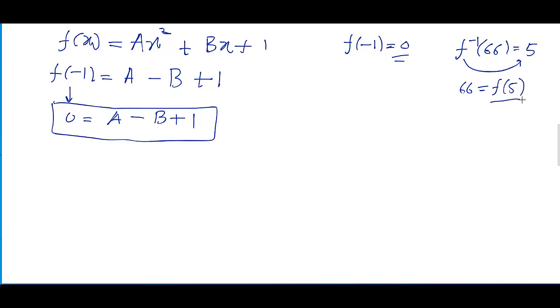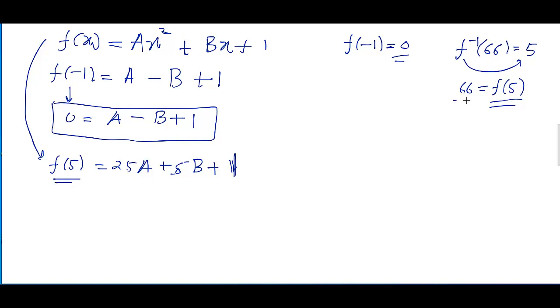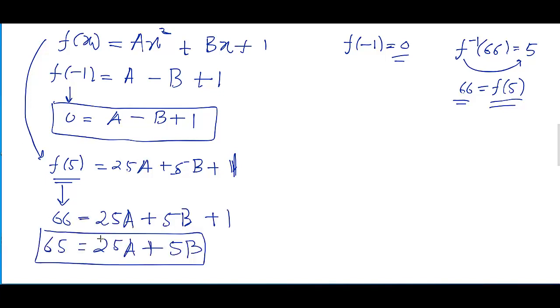So now what we will do here, we will plug in 5 in x. This is our expression and this is 1. Now we know that f of 5 is 66. So I will replace f of 5 with 66. So this will give me the second equation. After simplification, this is the second equation. And if I do a little bit more manipulation, this equation will become a minus b equal to minus 1.